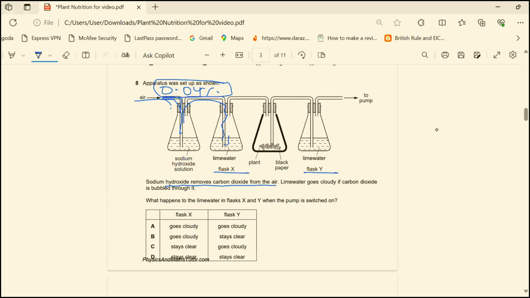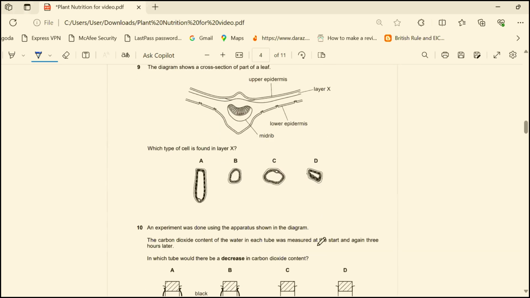While when that same air without carbon dioxide goes into flask Y, through this third tube, due to the respiration of the plant, carbon dioxide is present. So the air contains carbon dioxide, and when it goes into the lime water, it will turn it cloudy. So X stays clear and Y goes cloudy. So A and B are not answers. Stays clear, and goes cloudy. Yes, so C is the answer for question number 8.